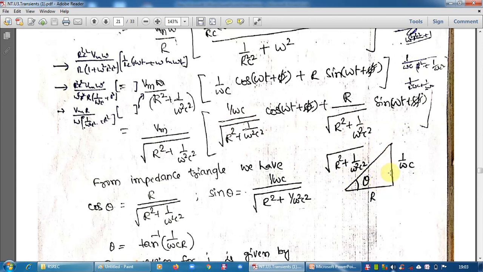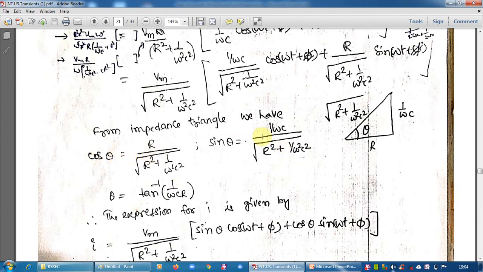Previously I said there, in place of omega L, we will be getting 1 by omega C. You see here the angle. Now what can be written? This term, 1 by omega C by root of r square plus 1 by omega square c square, is opposite side by hypotenuse. What is that? That is nothing but sine of theta. So this is equal to sine theta. Similarly, this is equal to cos theta. It is written here: impedance triangle and simplification.